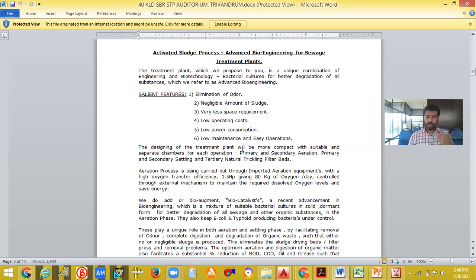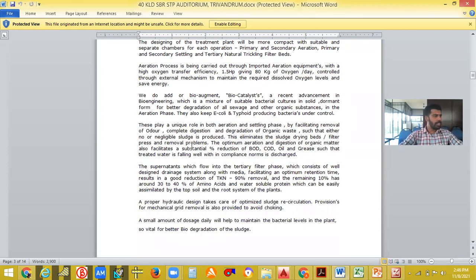At last, we compare all 5 different quotations. We study them and discuss with the client, and the client selects one of the plants depending upon the cost, effectiveness, running cost, operation cost, electricity cost, everything like that. So these are some of the features that they give.